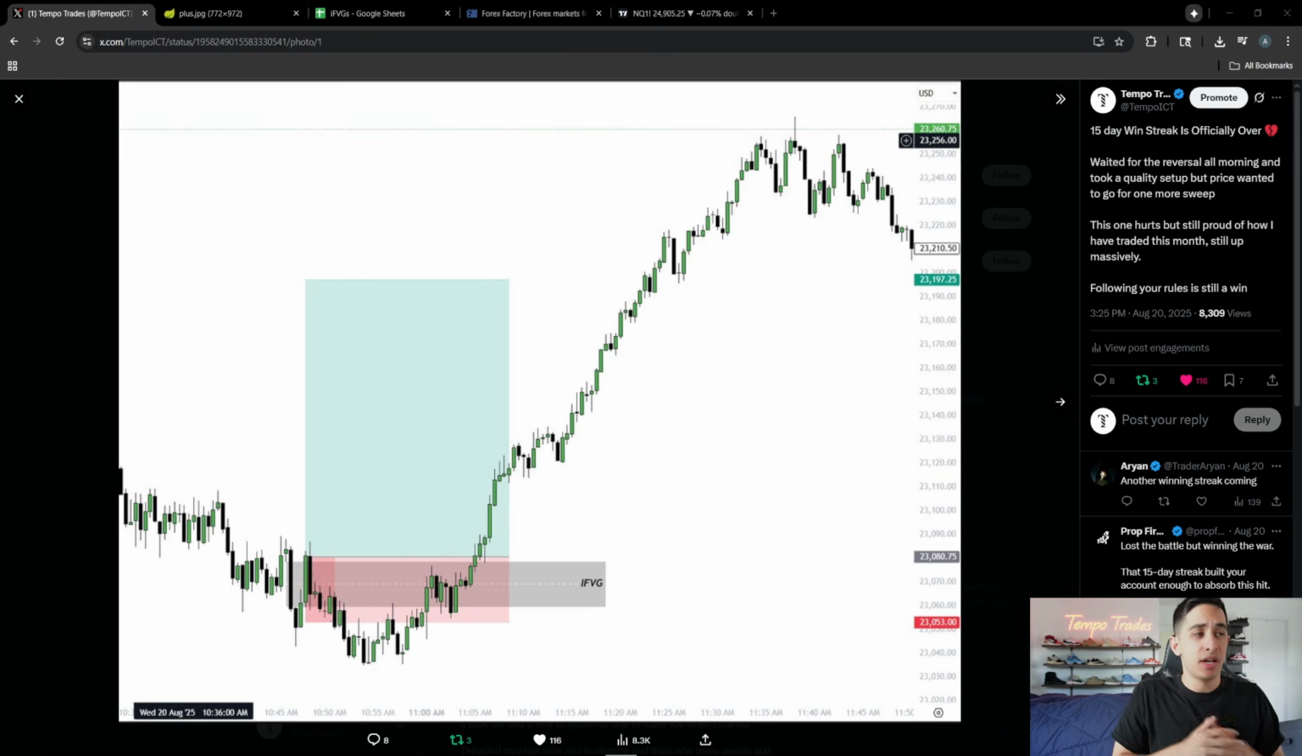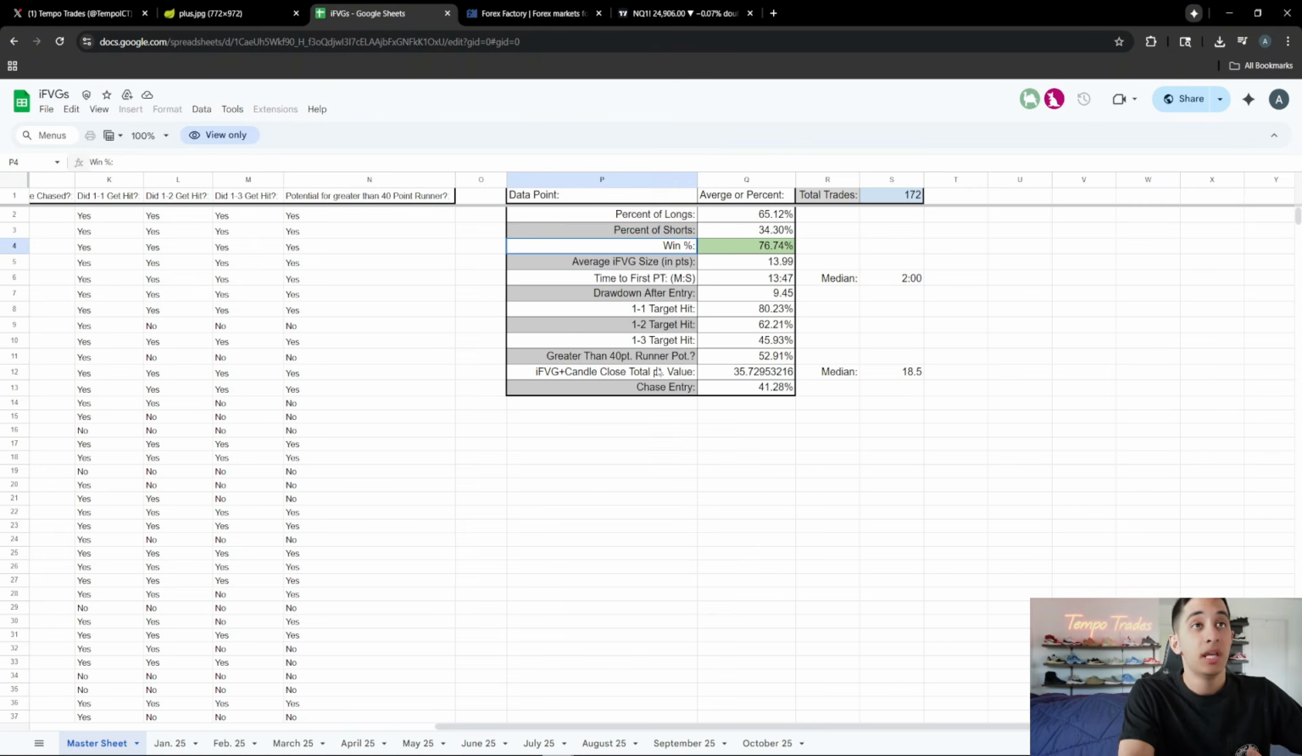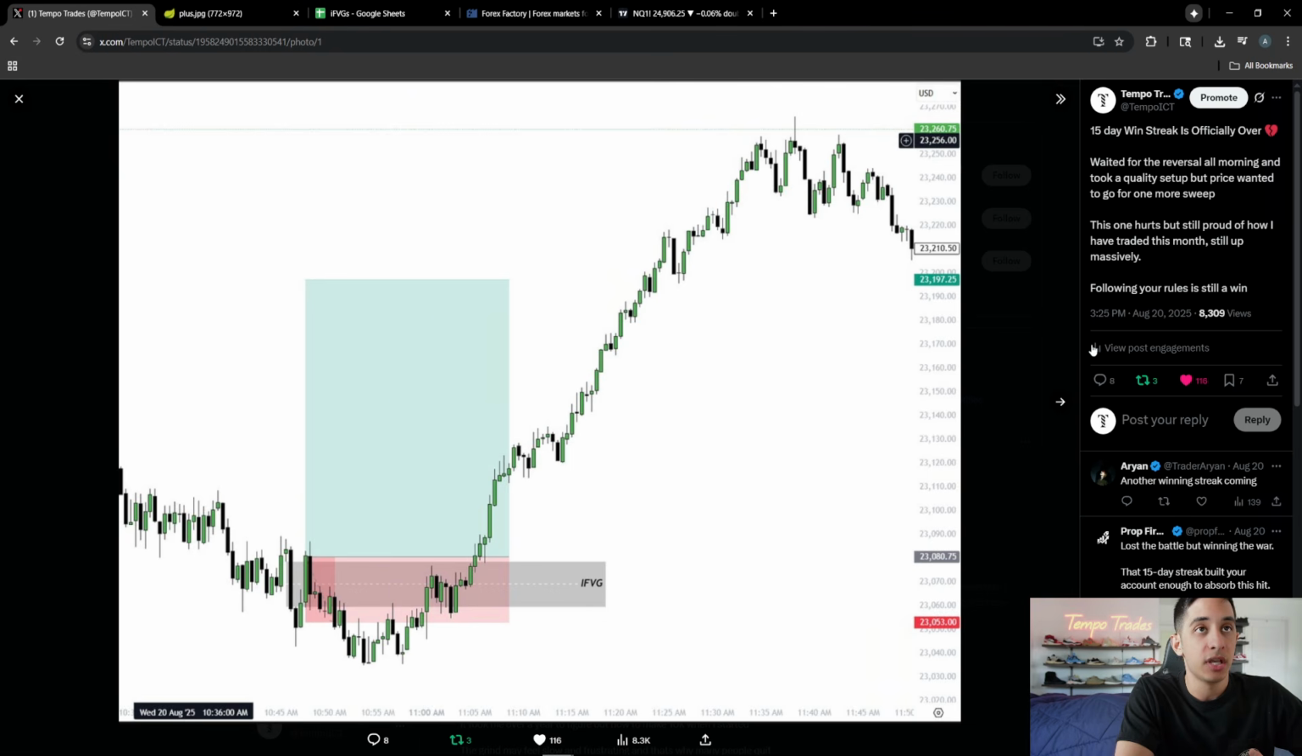I do want to say it's not all sunshine and rainbows. I'm not here to tell you that this model wins every single time, because it doesn't. What I am telling you is based on the data, it wins way more than it loses, but you do take losses. Here's an example of a loss I took.